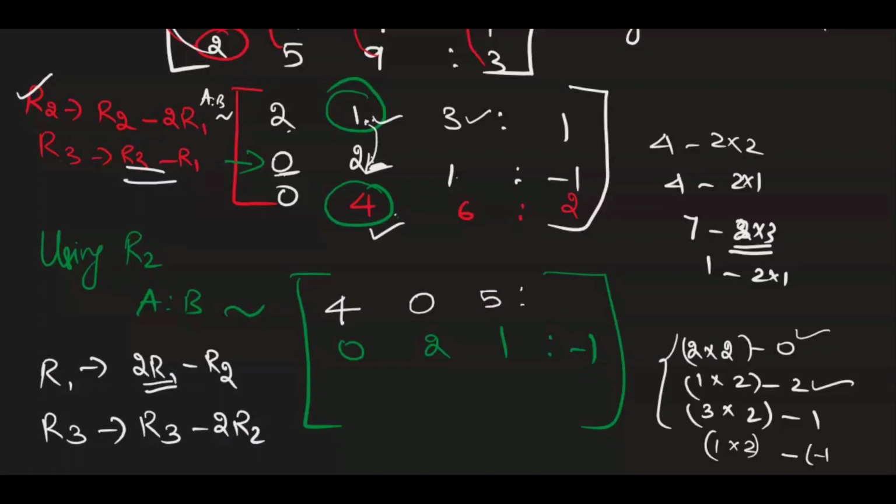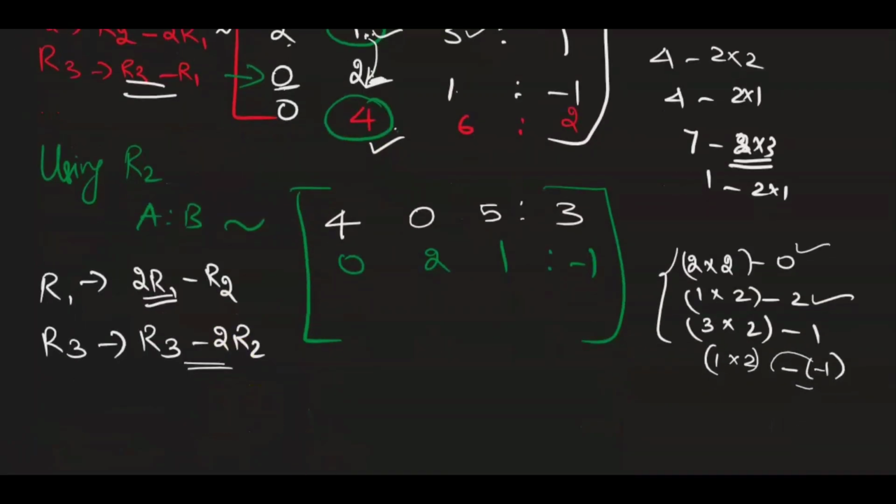And then 1 into 2 minus minus 1, which is nothing but plus 1. So you will eventually get 2 plus 1, 3. So now we will see the R3 values. R3 minus 2 R2 we'll try.